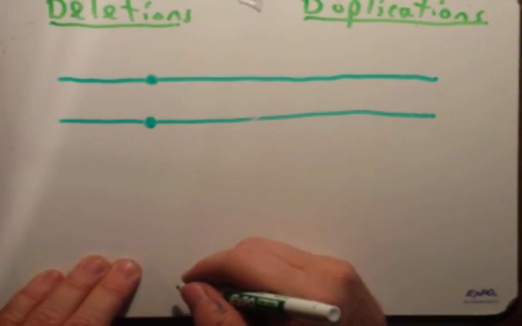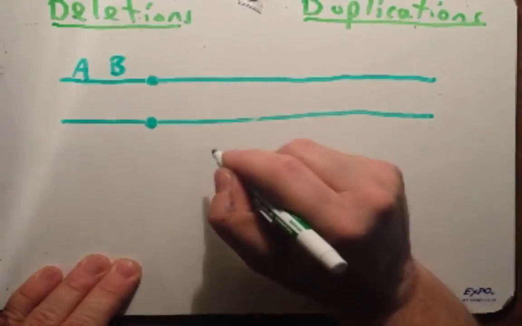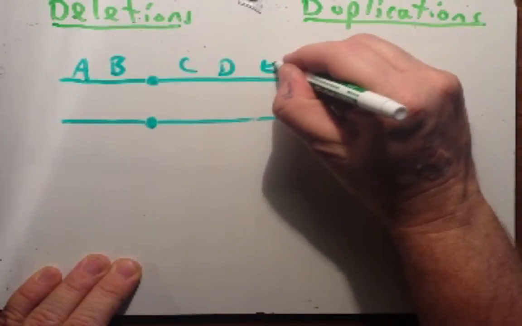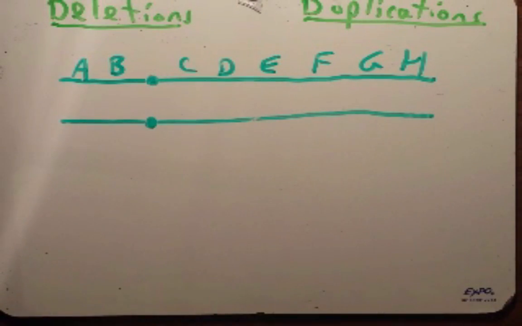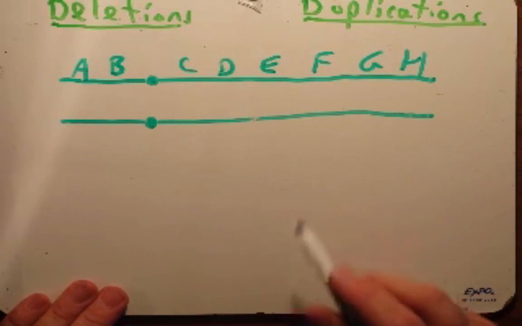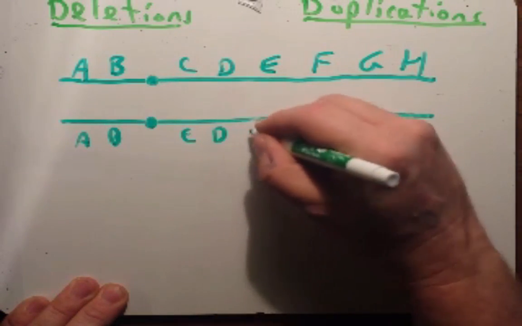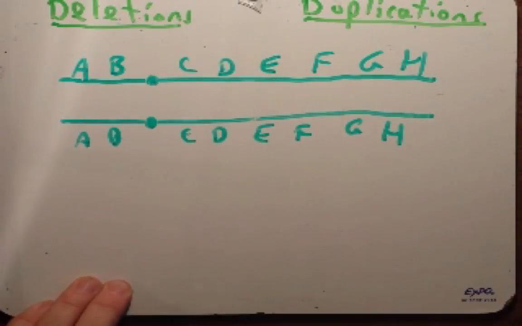So a deletion is as it sounds. You may have a chromosome here with these genes on it. A given chromosome is going to have many more than just 8 genes, but this is just an example. And this is its homologous chromosome, so they're going to have the same genes. They may be different alleles, but they're the same genes.